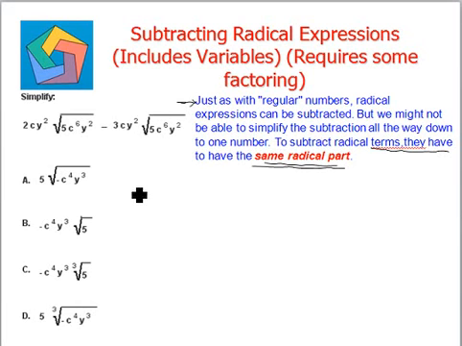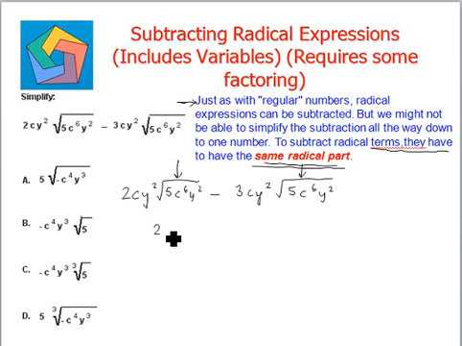The first question says, simplify 2cy squared, inside the radical we have 5c6y squared, minus 3cy squared, inside the radical we have 5c6y squared. If we notice here, we have the same expression inside the radical terms in both the terms, that is, they have the same radical part. So we can pull out that from here.